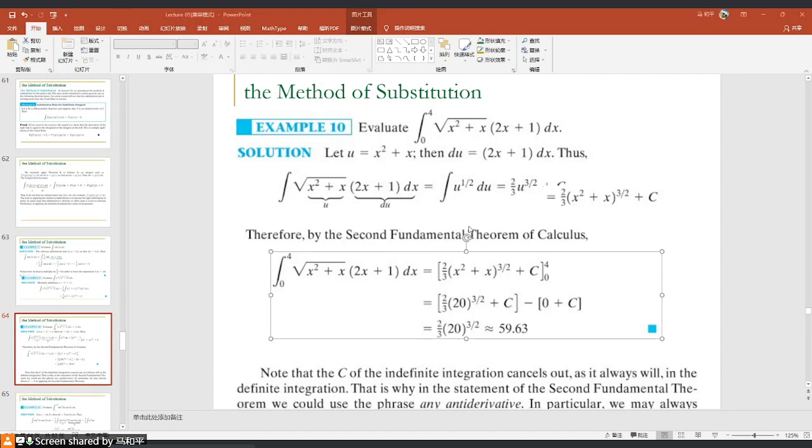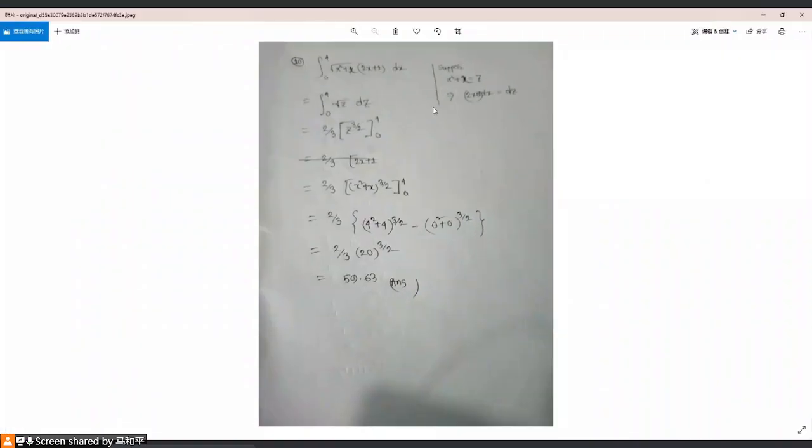Okay, I see. Maybe it's different from Lily's. Oh, right. It's a little different from Lily's, and we'll share Fatimo's because Lily's is a wait. So suppose x squared plus x is z, and we have (2x plus 1) dx is equal to dz. And this is from 0 to 4. Here, this is the square root of z, and (2x plus 1) dx, we write this as dz.